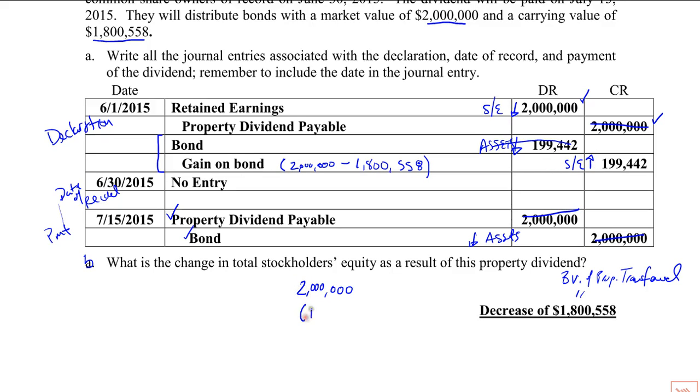Just for you, those of you keeping score, what you would do is net out all the changes to stockholders' equity, and you'll see a net debit of 180,558, which means a decrease. But just the short way to get there on this question, if you see it: change in total stockholders' equity related to a property dividend will equal the book value of the property transferred.